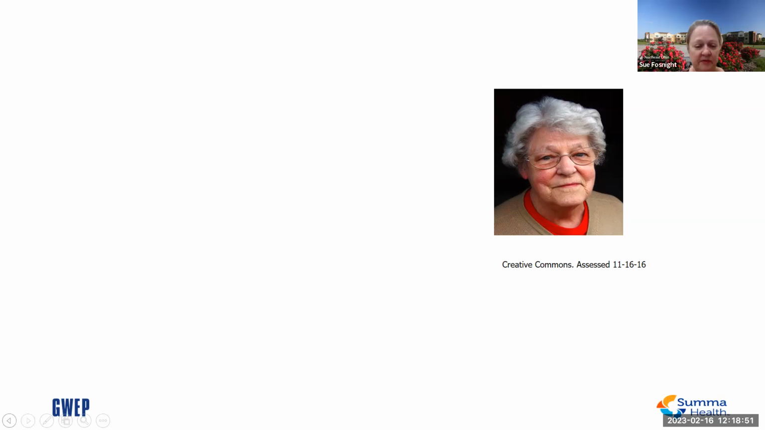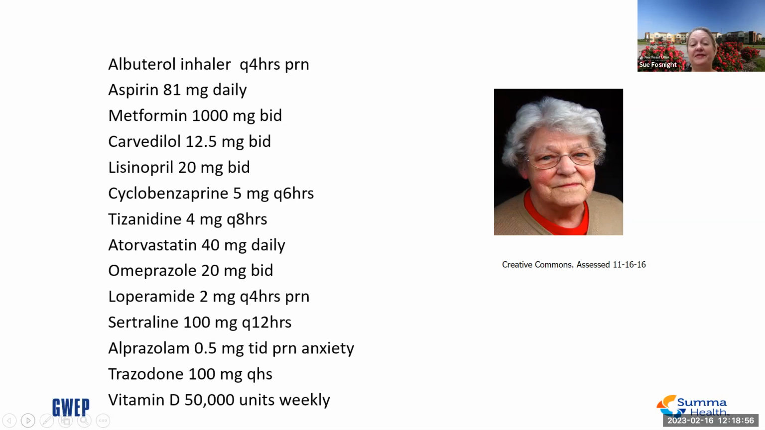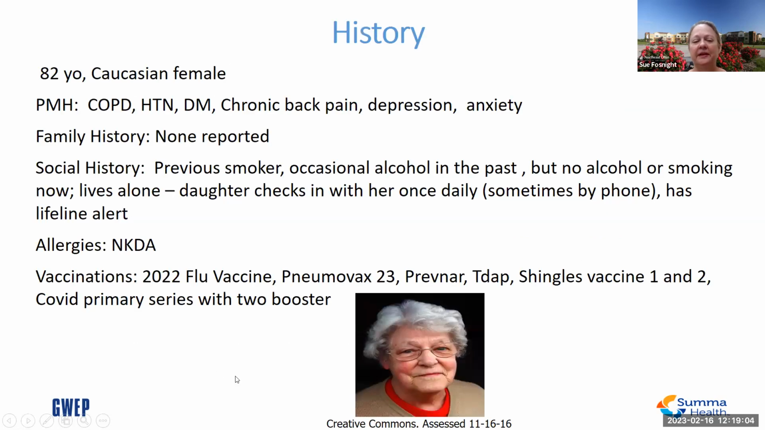All right, moving along, we're going to go through this case. So this is our patient. You can see they're on a whole bunch of medications. We'll talk more about those later, so I won't just read through them. This is an 82-year-old Caucasian female. She has COPD, hypertension, diabetes, chronic back pain, depression, and anxiety. We don't know her family history. She's a previous smoker, occasional alcohol in the past, but no alcohol now. She lives alone. The daughter checks in with her once daily, sometimes by phone. She does have a Lifeline alert. She doesn't have any allergies.